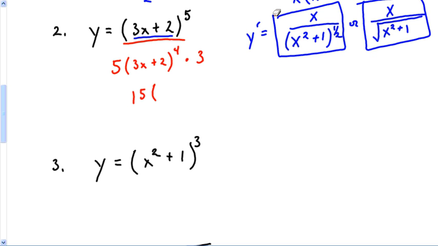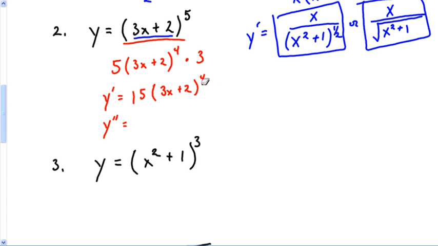15 times 3x plus 2 to the 4th. So bam, there is my derivative in this problem. Oh, wow, that was not too bad at all. What if you were wanting to do a second derivative in this problem? Let's say your teacher is really insane and they're like, okay, great, now go y prime prime. What would be the second derivative?